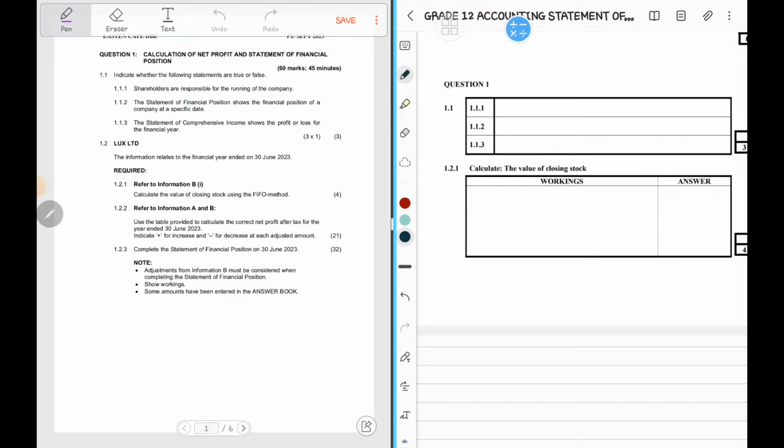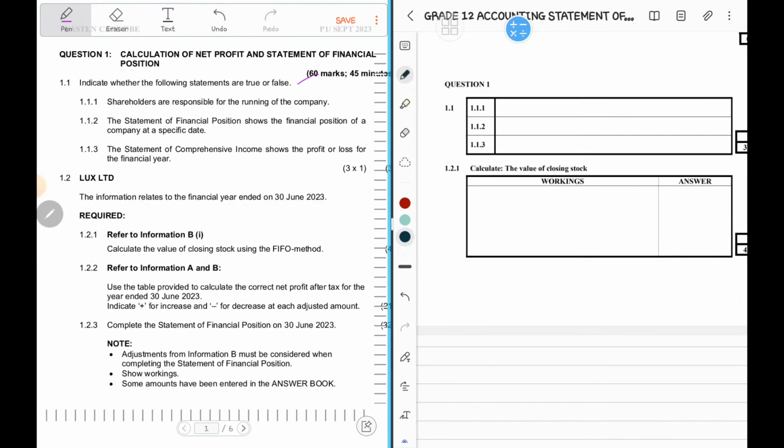They are saying indicate whether the following statements are true or false. Then 1.1.1, they are saying shareholders are responsible for the running of the company. Obviously we know that this is false because shareholders are not present every day in the company. In other words, only the directors are the ones who are responsible for day-to-day operations of the company. So the answer to this one is a big false.